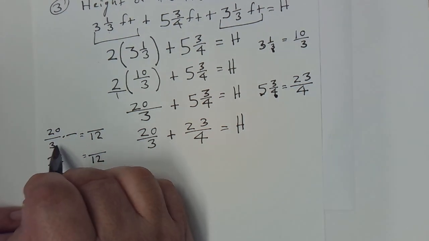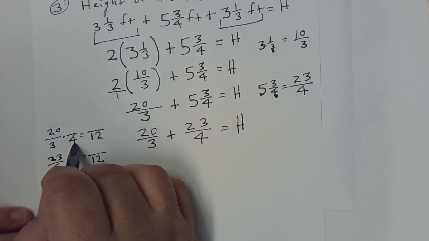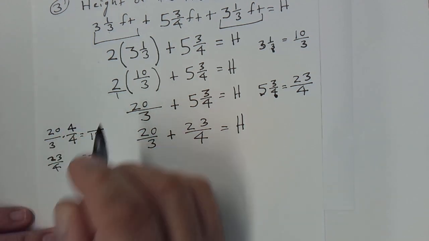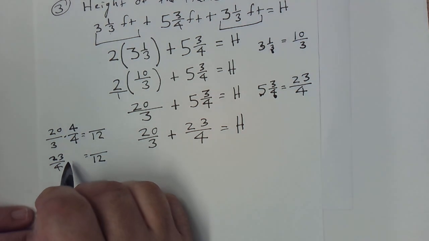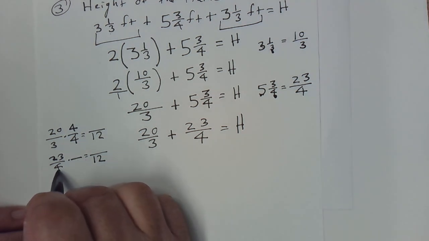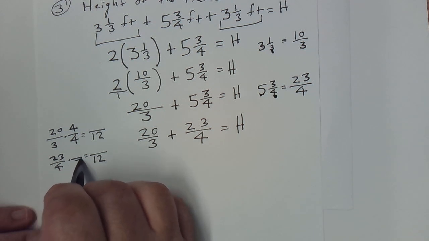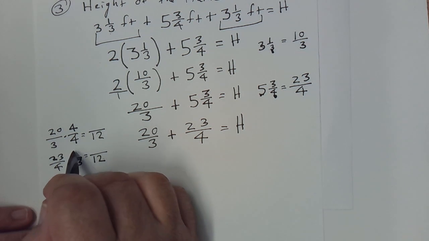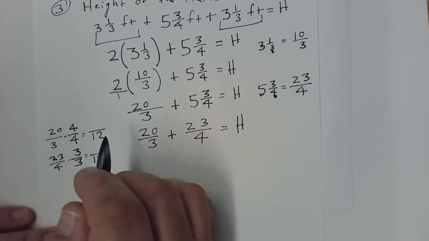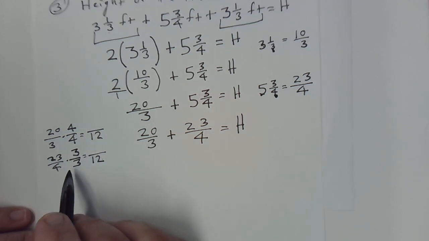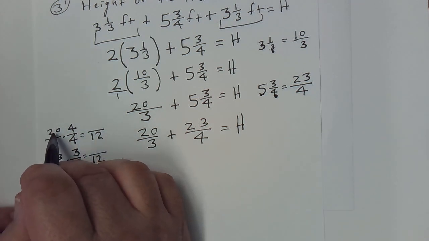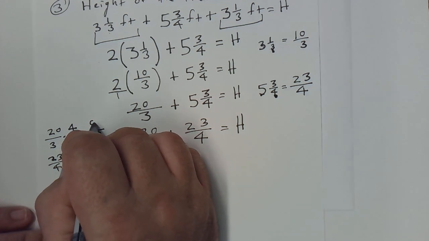How do I turn a 3 into a 12? Well, 3 times 4. And if I multiply the denominator by 4, I gotta multiply the numerator by 4. Likewise, for the second one, to turn the 4 into 12, I need to multiply it by a 3. 3 times 4 is 12. And if I do that to the denominator, I'm going to do it to the numerator. Okay, so now we just need to multiply across. We've already done the bottom, so we have 4 times 20 is 80.